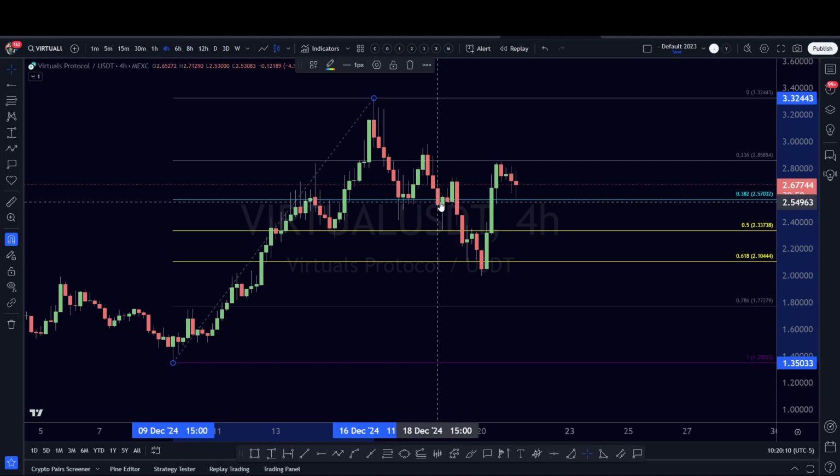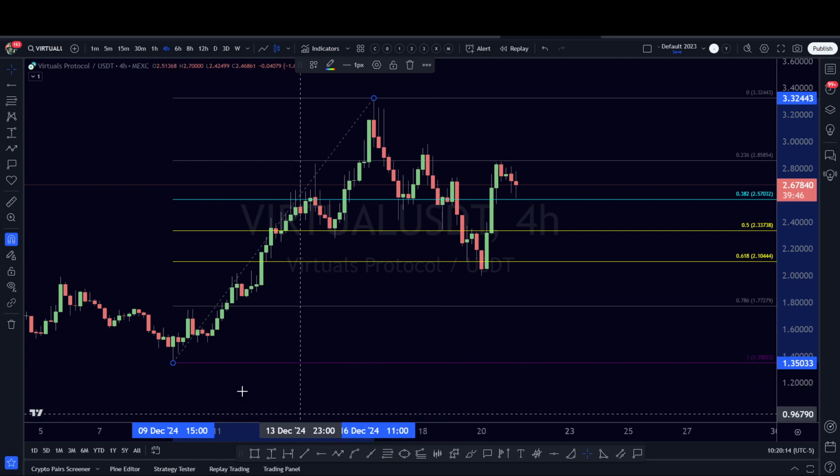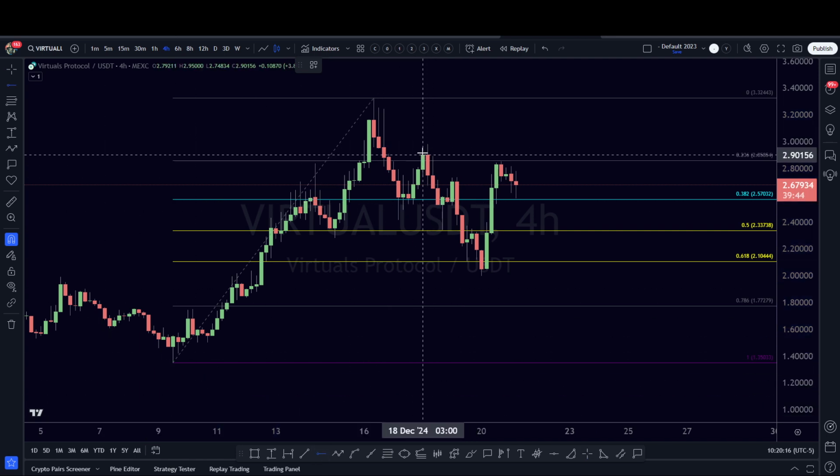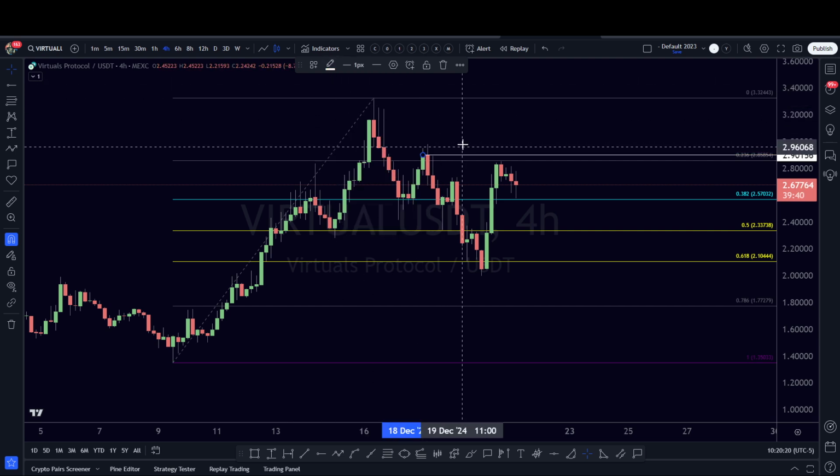Now, do we enter this trade, which would be a safe entry? No. Why? Because it needs to break this level. So we don't enter unless it breaks this level. This is a safer entry.